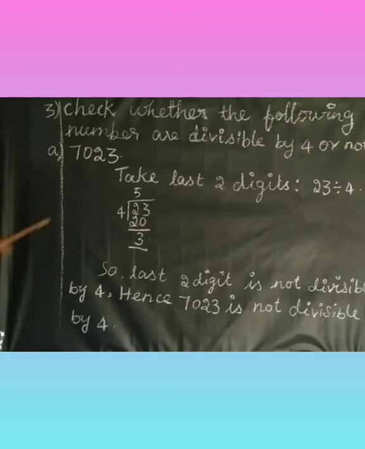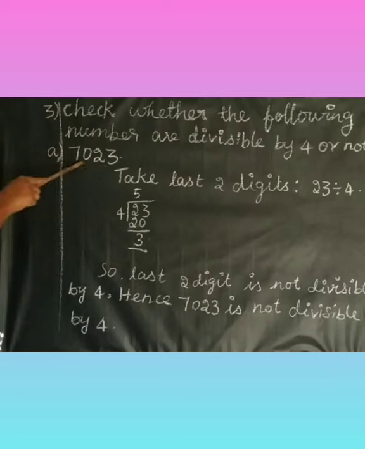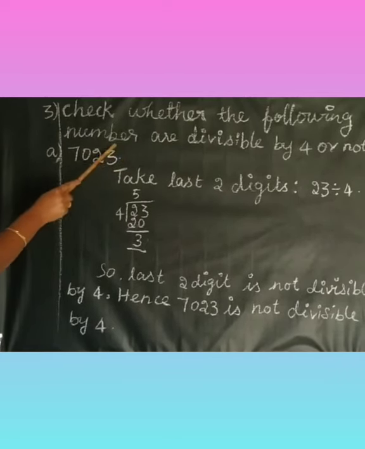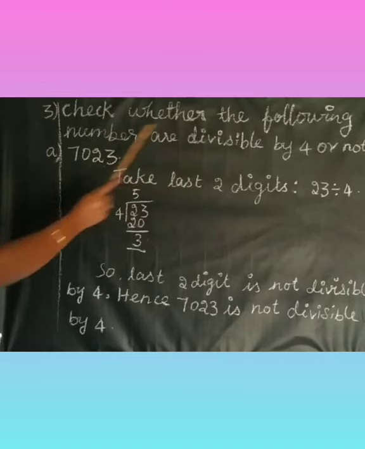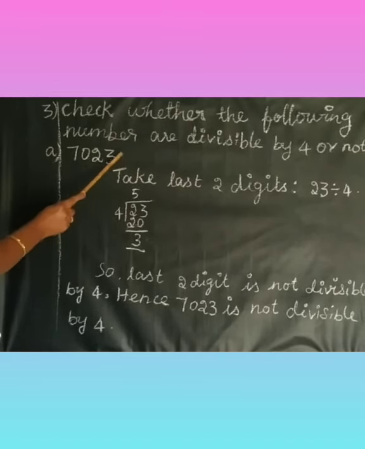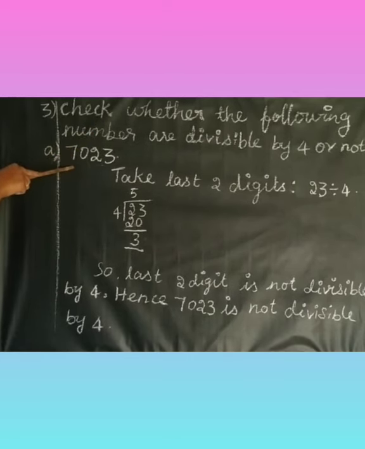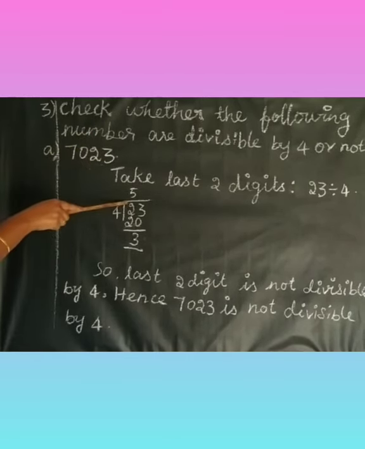Okay? So now let's check these numbers. Look at question A. So 7023 is the question. Okay, so take here the last 2 digits. Check whether 23 is divisible by 4 or not. If it is divisible by 4, then that whole number will be divisible by 4. Okay, very good.